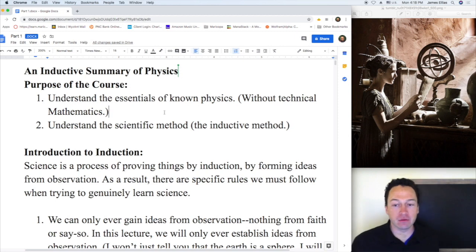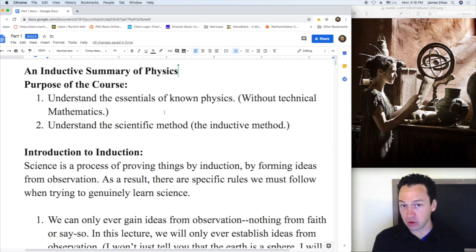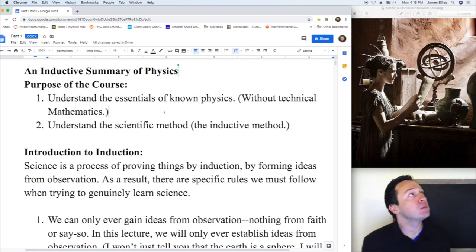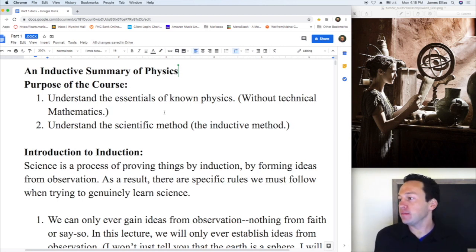And I'll be going through this without the technical mathematics. In later lectures, I will actually go through and prove physics through induction, through its observational logic required to actually understand and know that the conclusions are true. But that will require significant mathematical detail at times. This class will not include that. So our purpose is only to understand these essentials of physics.